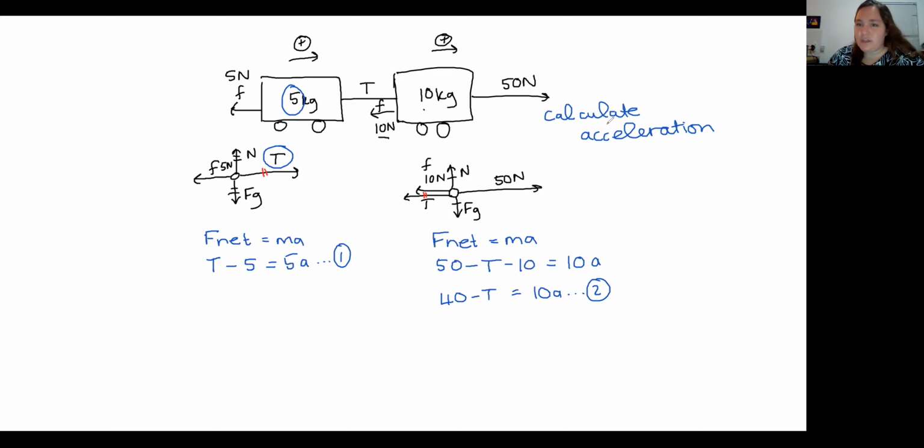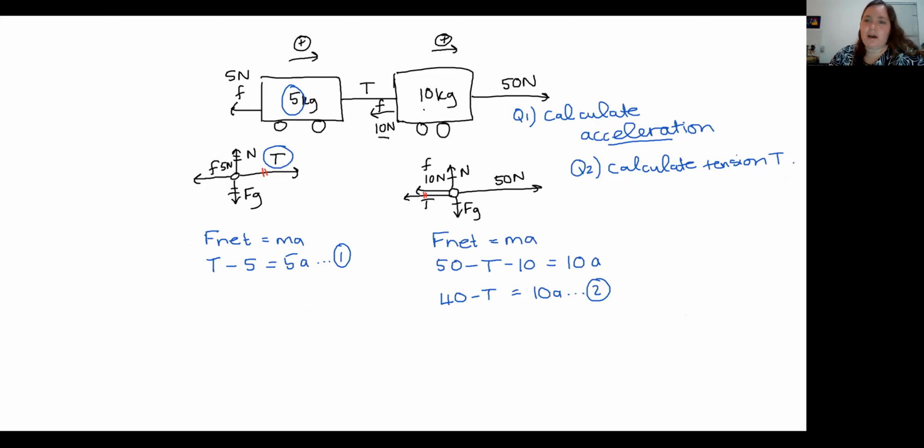Now at this point, the question usually will actually be twofold. The question could be calculate acceleration, and then afterwards, usually what they follow it up with is a question that says calculate the tension. So this is a simultaneous equation. We've got two equations and two unknowns. If I'm asked to calculate acceleration, I need to get T out of the formula.